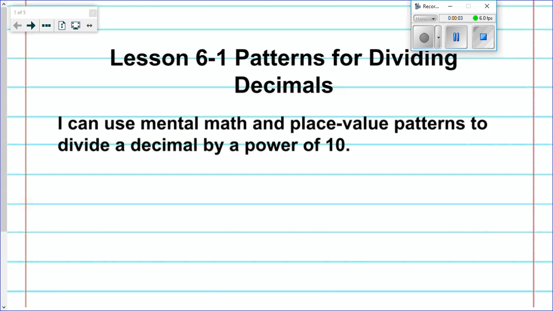Fifth graders, welcome to lesson 6-1, Patterns for Dividing Decimals. Our I can statement is, I can use mental math and place value patterns to divide a decimal by a power of 10. Please write your lesson title and I can statement in your math journal, and go ahead and move on to the next slide when you are ready.